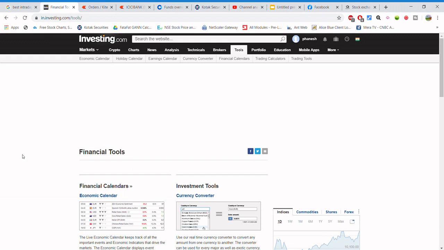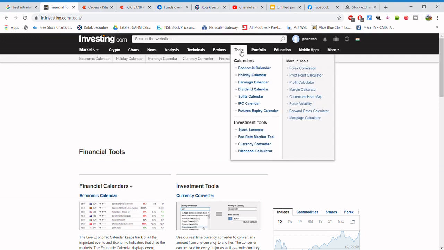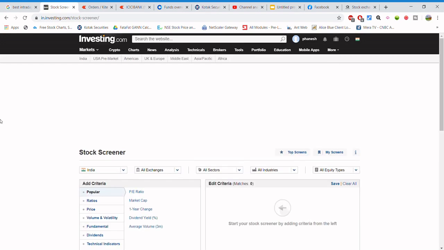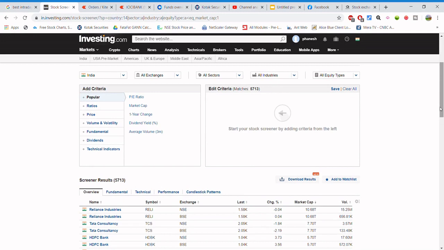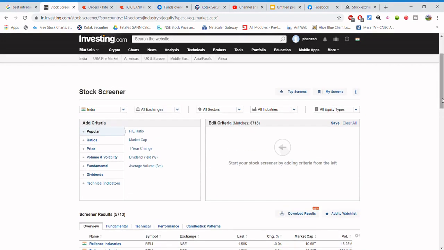So guys, you can see that I just took a step back to log in onto investing.com. Now I went back to the tools like I said before, and I'm going to click on the stock screener. This is the information I'll get on the screen. I can see that there are many listed, 5,713 stocks. But I can't trade in all of them in one stretch.